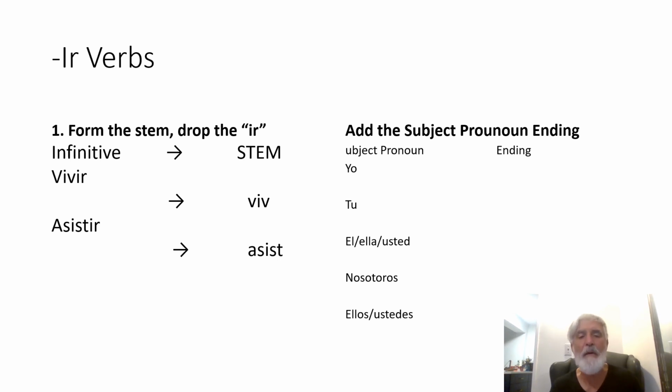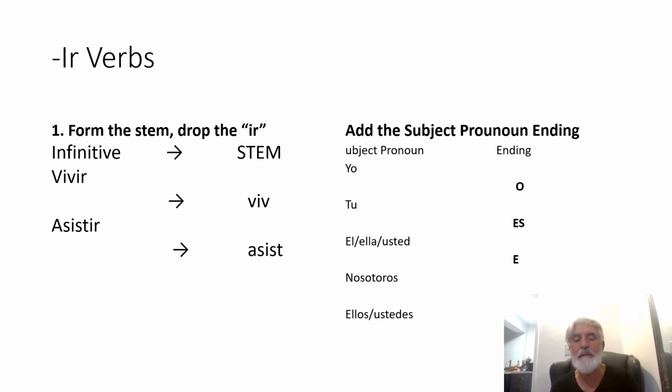Okay. Now, what endings, what universal God-given endings do I add to IR verbs? When the subject pronoun is yo, I add an O. So just like AR and ER verbs. What about if the subject is tú? I add an ES, an ES. This is just like ER verbs. And what if I have él, he, ella, she, usted, the formal you? What ending do I add on? I add on an E. And again, here IR verbs are just like ER verbs in terms of the ending.